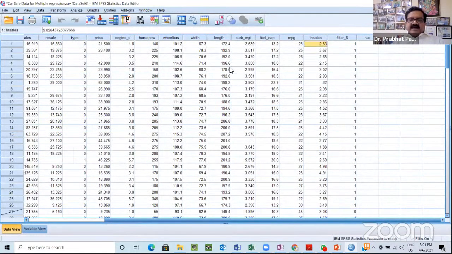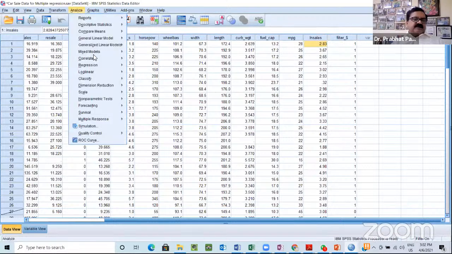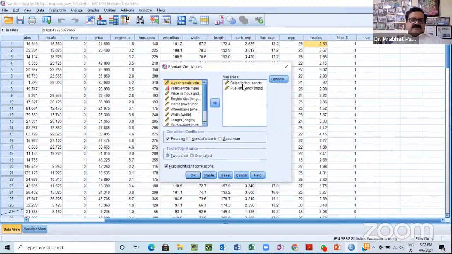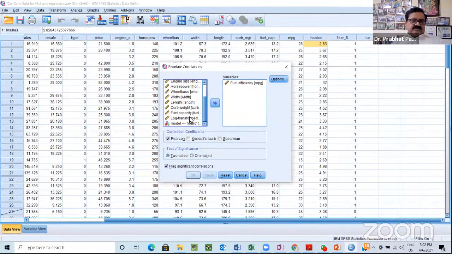The data set already has the log calculated. So this is ln sale, which means natural log calculated from the sale data. So I'm going to use this one. So go to analyze, then I go to correlation, bivariate. So instead of sales, I'm going to take log sale. So let's see, where is the log transformed? This is log transformed sale. Yeah, log transformed sale, fuel efficiency and log transformed sale.